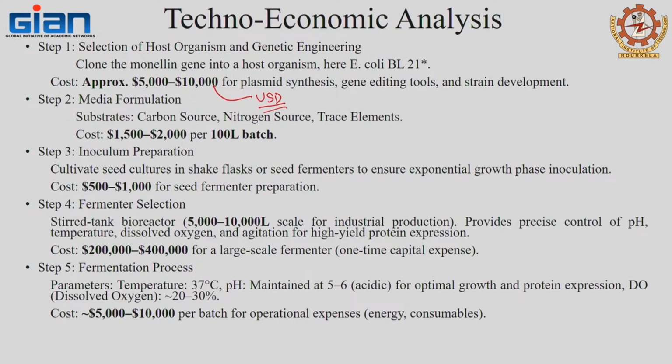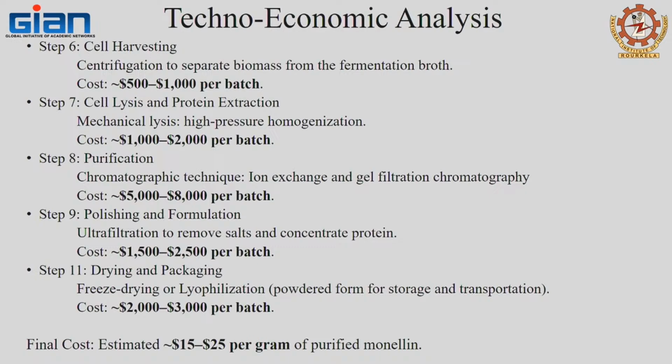And for the fermentation process, with parameters like temperature, pH maintenance, and dissolved oxygen, for a batch we have taken around $5,000 to $10,000 per batch. And for cell harvesting, the centrifugation process, we have taken approximately $500 to $1,000 per batch. And for cell lysis and protein extraction, $1,000 to $2,000 per batch.